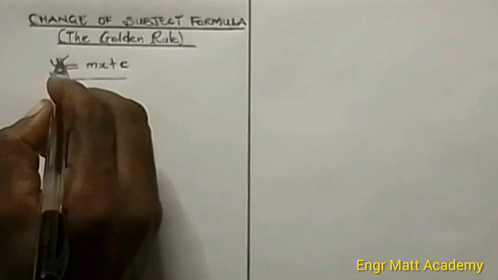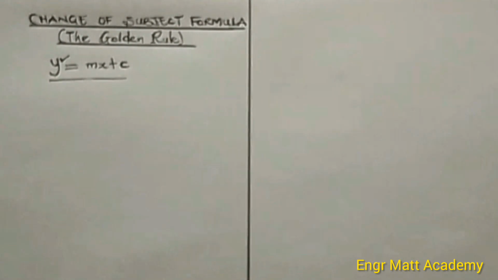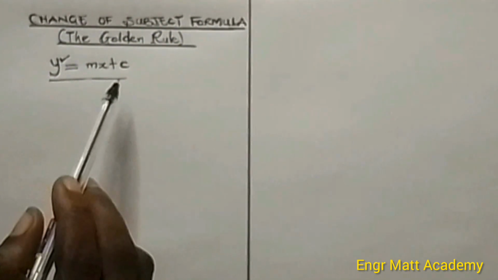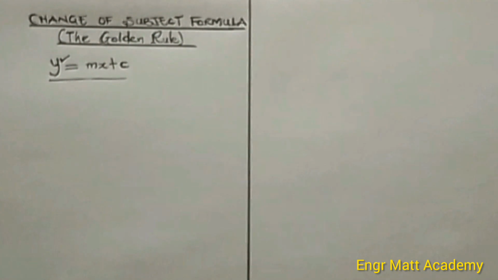Which letter is standing alone by itself? Letter Y, right? Correct. That means Y is the subject of this formula because only Y stands alone on one side of the equation. But what if you were asked to make X the subject of the formula? That one will be hard, right? But don't worry, we will do it together step by step.